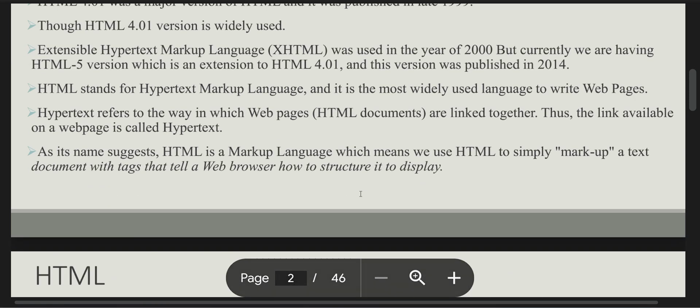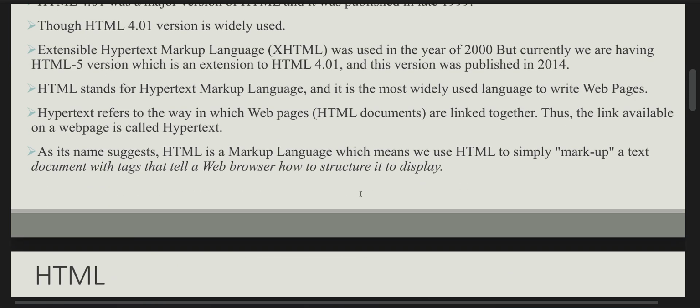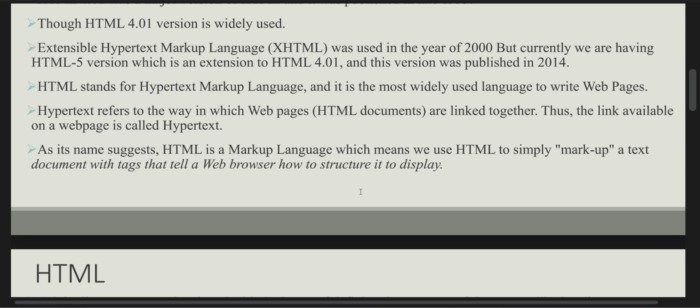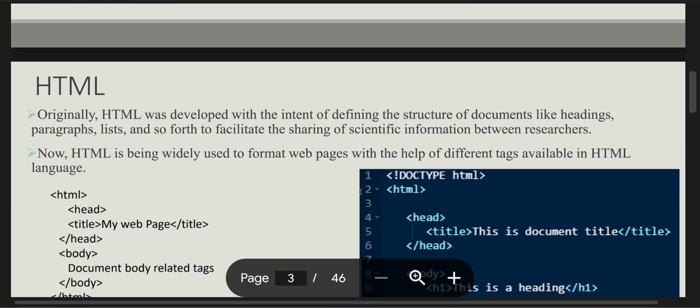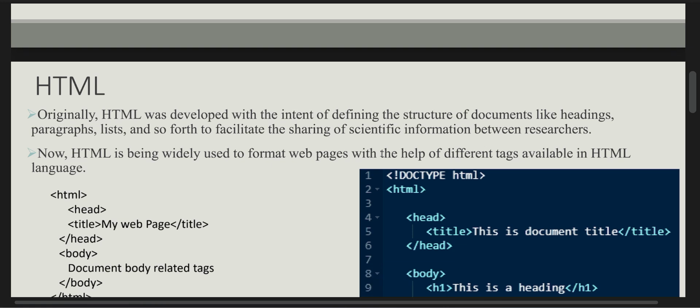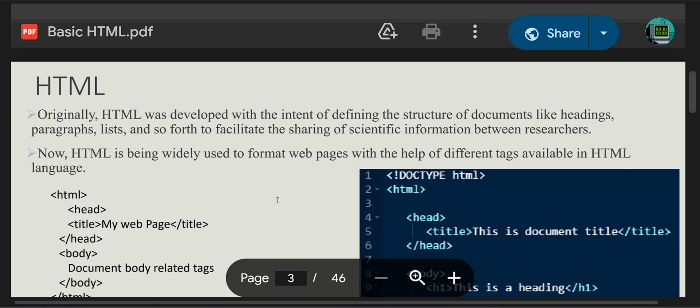HTML stands for Hypertext Markup Language and it is widely used to write web pages. Hypertext refers to the way HTML documents are linked together, so the links available on a web page are called hypertext. As the name suggests, HTML is a markup language, which means we use HTML to mark up a text document with tags and tell the web browser how to display it. HTML was developed with the intent of defining the structure of a document, like headings, paragraphs, lists, and so forth, to facilitate sharing scientific information between researchers.